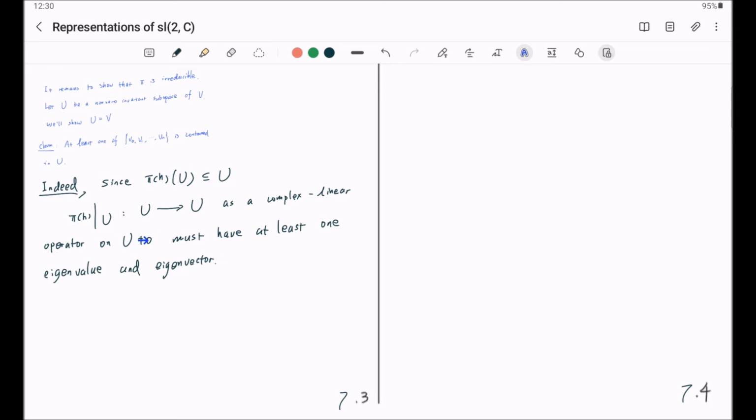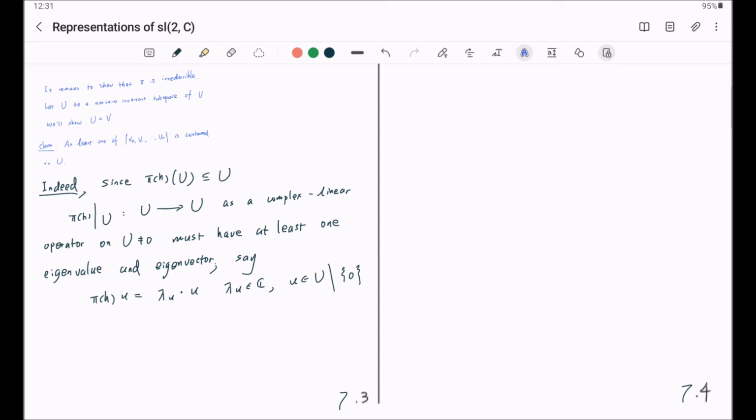This is because U is non-zero, so its dimension is at least 1, and because C, the field of complex numbers, is algebraically closed, there must exist at least one eigenvalue, and there's a corresponding eigenvector. Say pi of h applied to u is lambda_u times u, where lambda_u is a complex number and u is a non-zero vector in U.